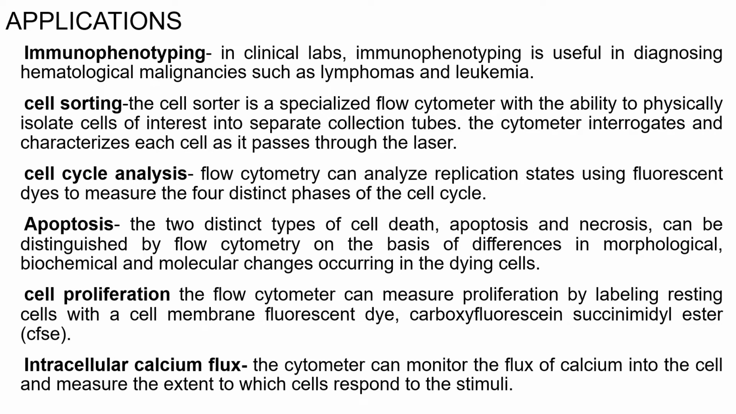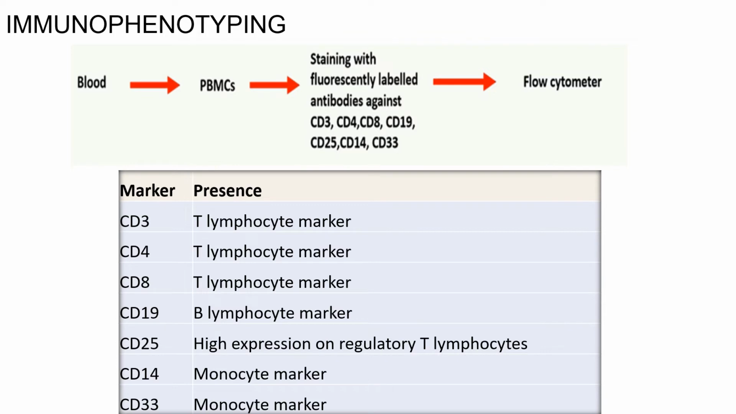These are the wide range of applications of flow cytometry, like immunophenotyping, cell sorting, cell cycle analysis, apoptosis, and cell proliferation. The flow cytometer can even monitor intracellular calcium flux. Here I want to take only one application, that is immunophenotyping. Nearly 70% of experiments in flow cytometry are immunophenotyping.